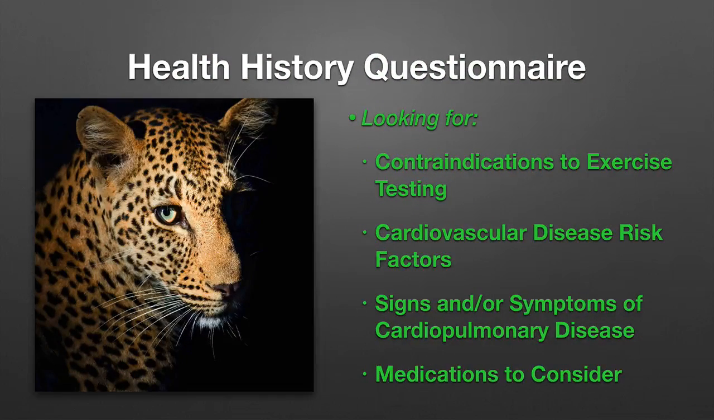All right, in your health history questionnaire, you're looking for contraindications to exercise testing and cardiovascular disease risk factors, signs and/or symptoms of cardiopulmonary disease, and medications that you might want to consider. All of these are very important. And medications meaning, for example, if they're type 2 diabetic and they take medication for their blood glucose, you'll need to consider that before taking them through an extreme test or a maximal effort test. Same thing if they're on beta blockers. That may affect the way that you get a target heart rate. So you want to consider those medications.